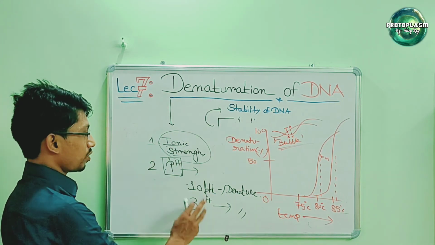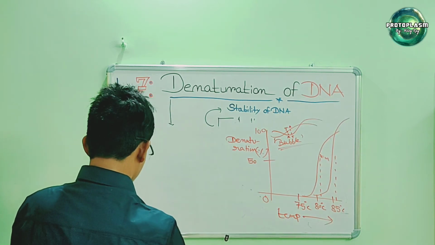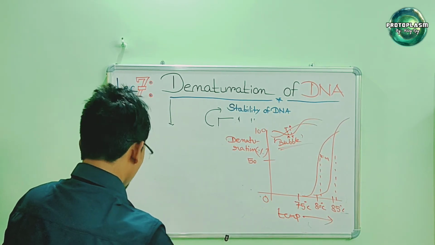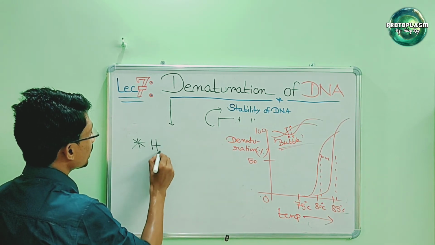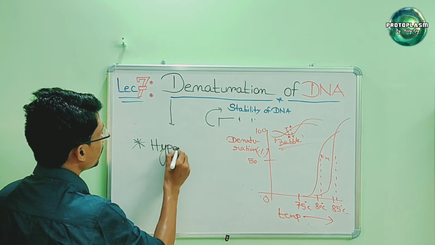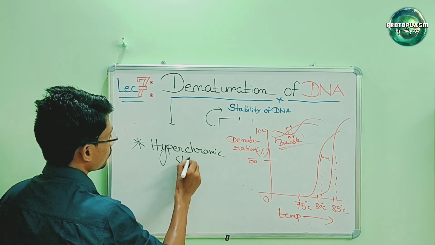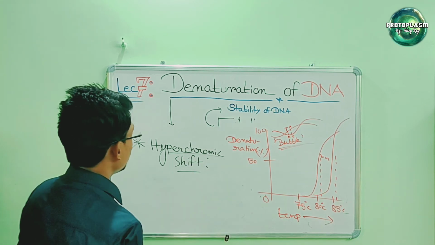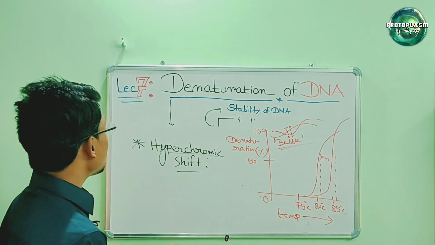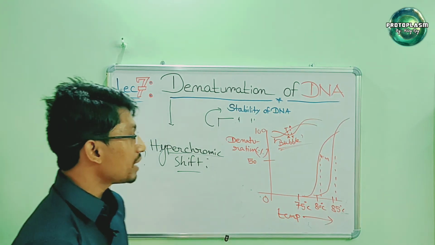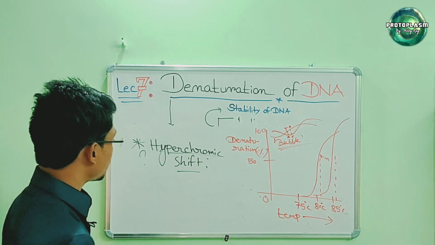Okay, this was all. And another important point you have to remember, which is very important for CSIR NET and GATE, is the term known as hyperchromic shift. What is hyperchromic shift? See, if any DNA molecule is denatured, how can we know that this DNA molecule is denatured? For that, we simply have the hyperchromic shift.